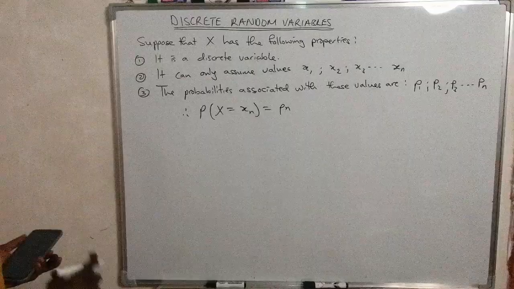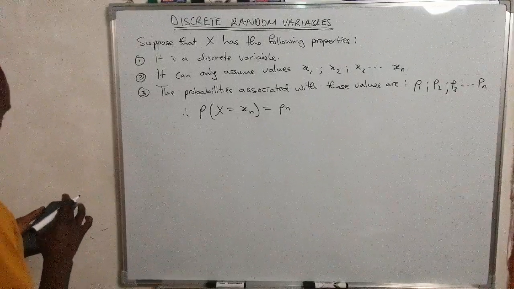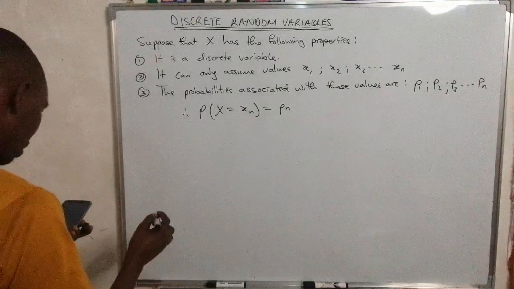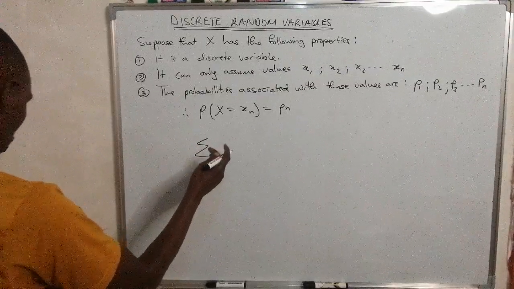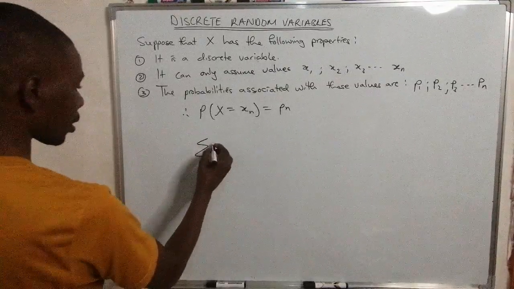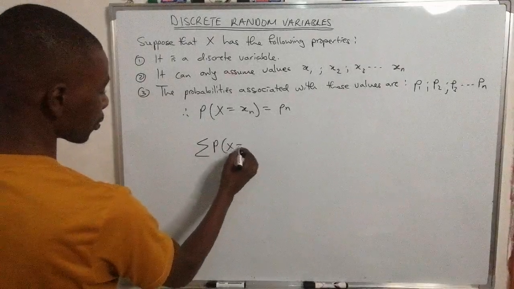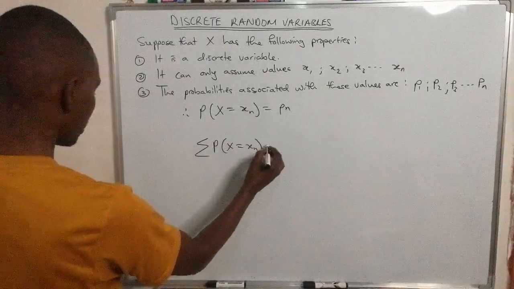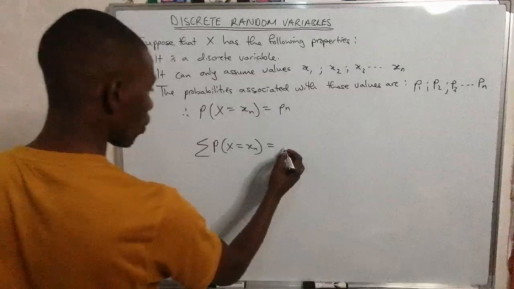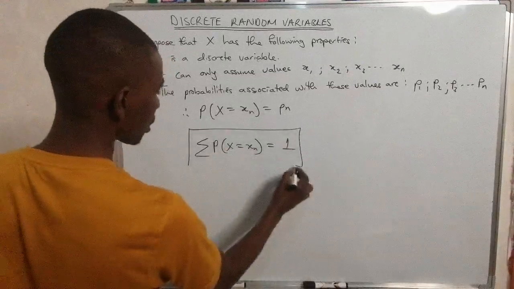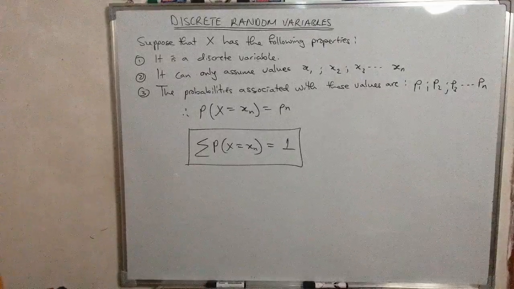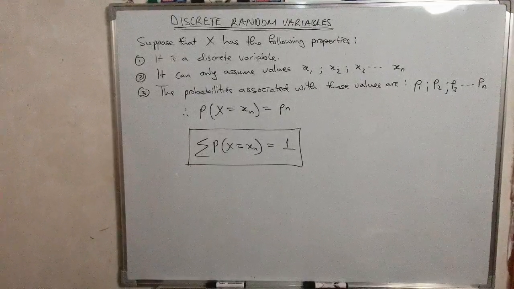Right? Therefore, the general formula for probability is given by the summation over all values of x of P(x = xn), which is equal to 1. That will be the general formula for discrete random variables. I hope you are following.